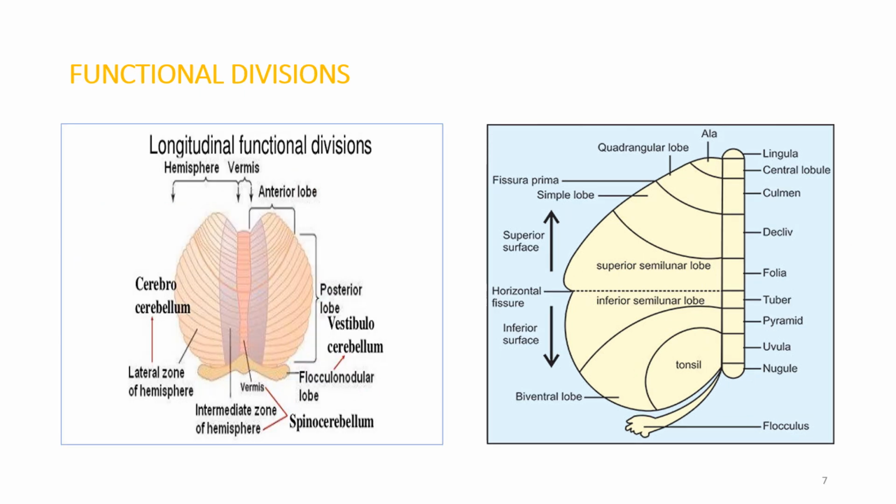Functional divisions. Functionally, it is again divided into three lobes. That is the spinocerebellum, which is the vermis and the intermediate zone of the hemisphere. And the vestibulocerebellum, which is the flocculonodular lobe. The flocculonodular lobe is called the vestibulocerebellum.